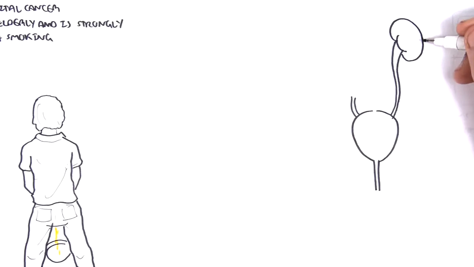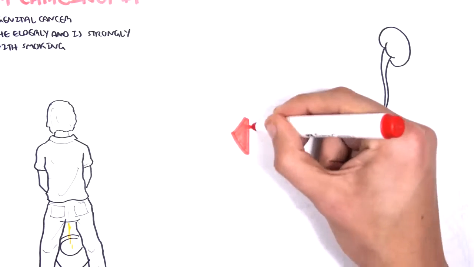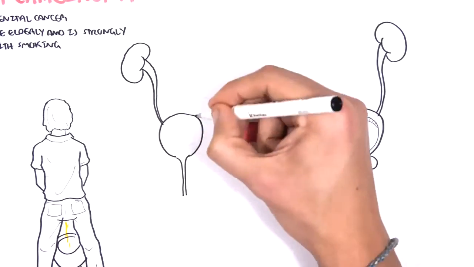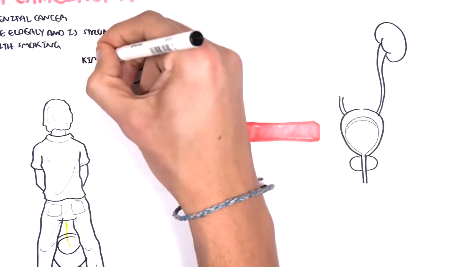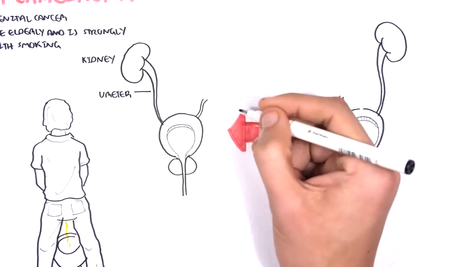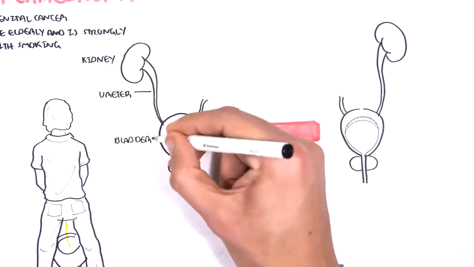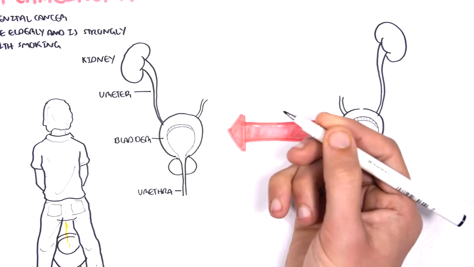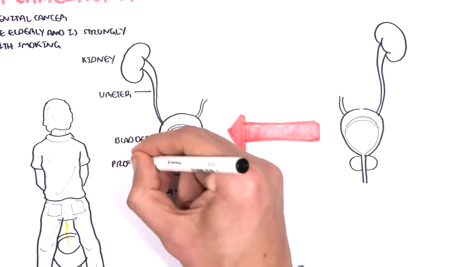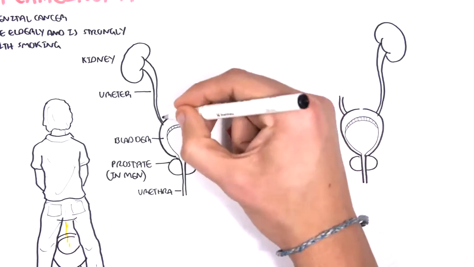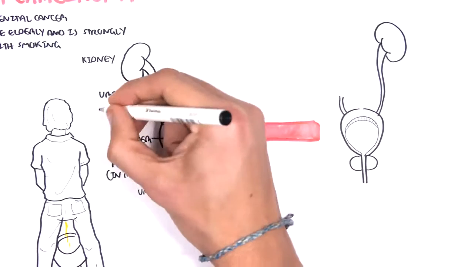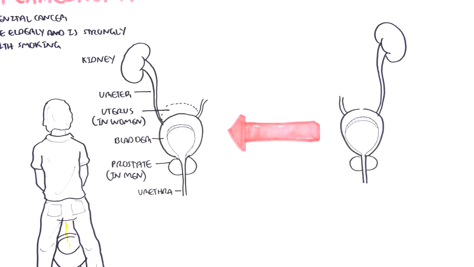Before going into the presentation of bladder cancer, it's important to revise the anatomy. Here is the kidney, and the ureter, which brings urine into the bladder where urine is stored. When the bladder is full, urine passes through the urethra and goes out. There is the prostate below the bladder in men. And in women, there is the uterus, which is behind the urinary bladder.